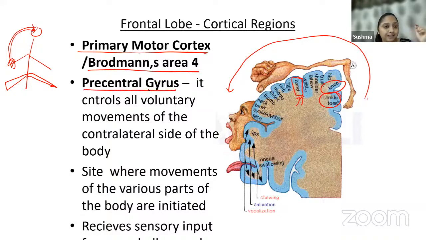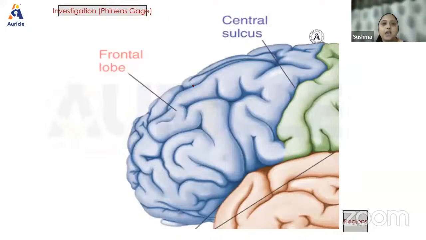Why did I keep telling you about the precentral gyrus back then, guys? Because the precentral gyrus is the primary motor cortex, which is Brodmann area 4. It controls all voluntary movements on the contralateral side of the body. It is the site where all the movements of various parts of the body are initiated, and it also receives the sensory inputs from the same parts of the body. If this is the frontal lobe and this is the central sulcus, this is the precentral gyrus, which is Brodmann area 4, the primary motor cortex.